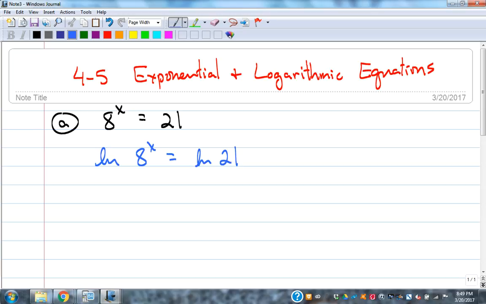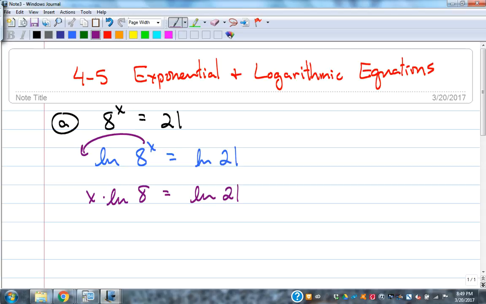Look at the left side. What property could I use to get that exponent out of there? Power rule. That's going to bring this x down to the front so that it's x times the natural log of 8 is equal to the natural log of 21.